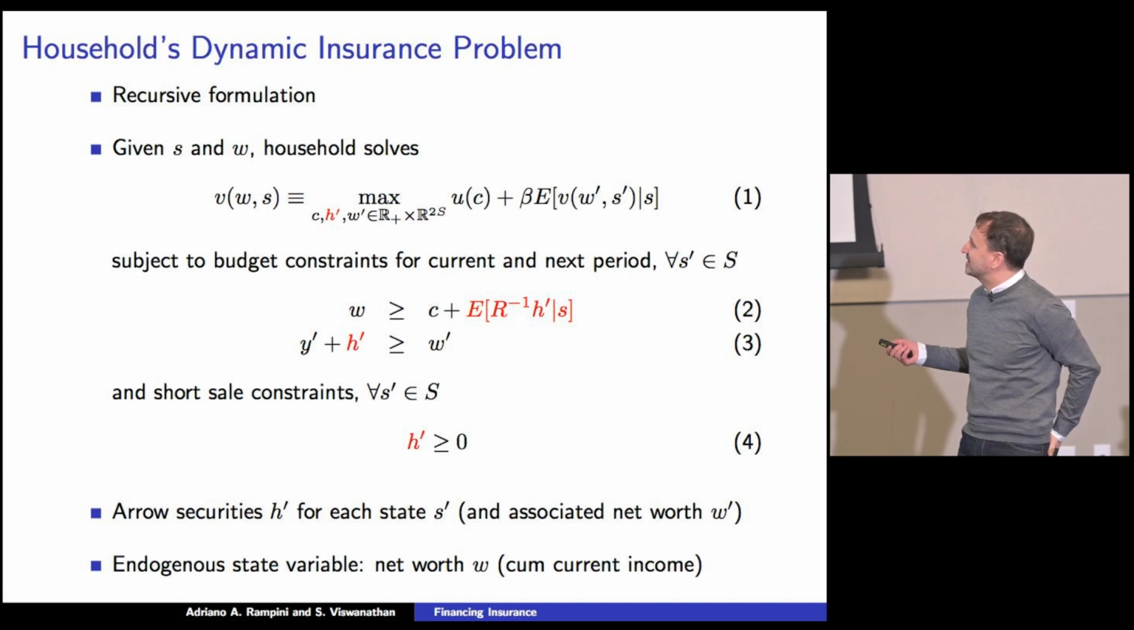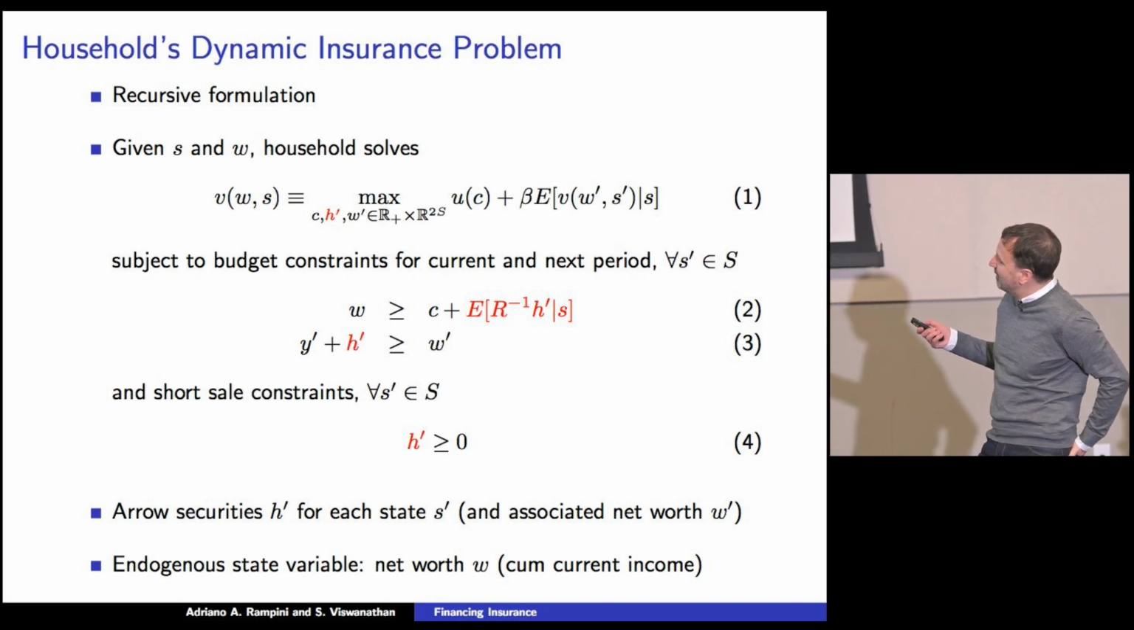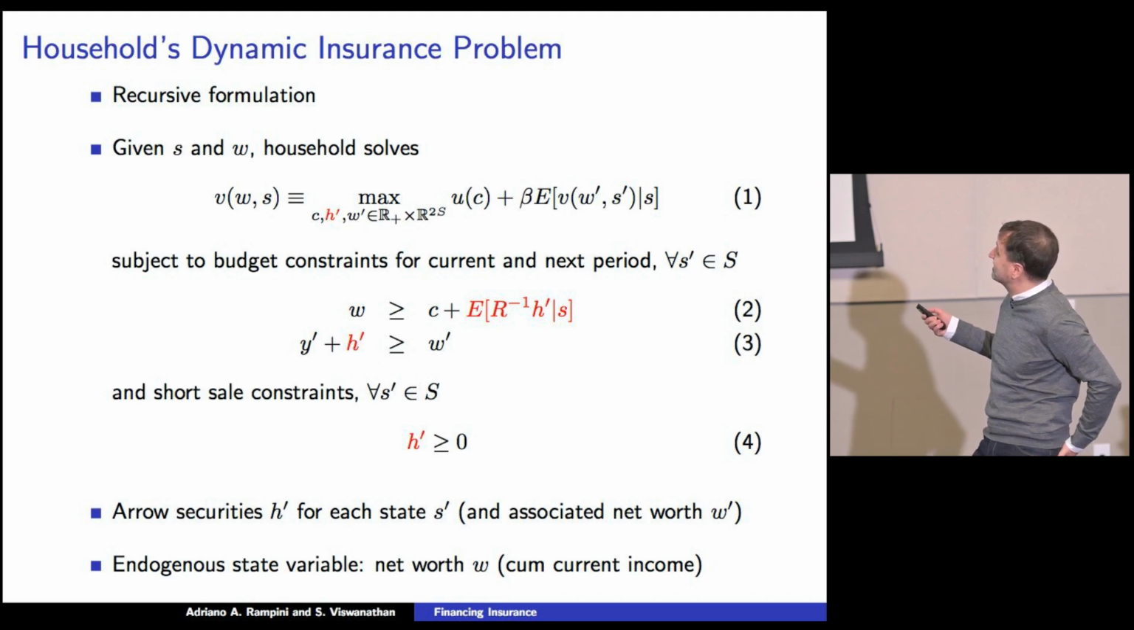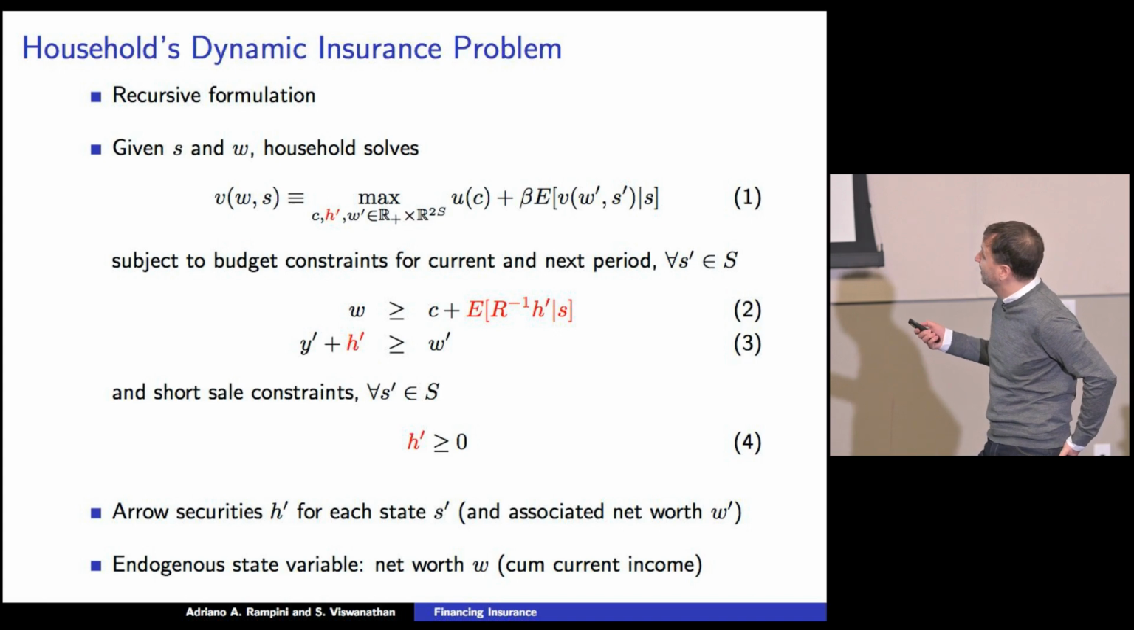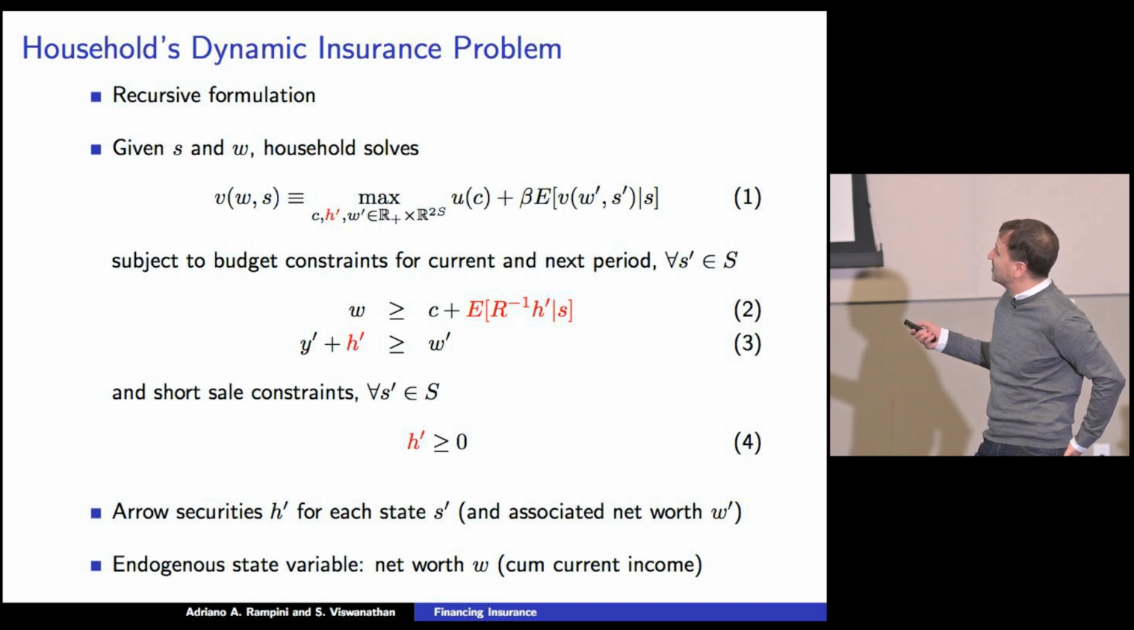All right. Given this setup, you can actually write the model in a pretty simple way. We can write it recursively. We can think of the household as having net worth W and being in a state S. What does the household do? It maximizes the utility from consumption plus the discounted value of what happens going forward. Every period, the household wakes up with net worth W. What can he spend it on? On consumption and on buying Arrow securities.